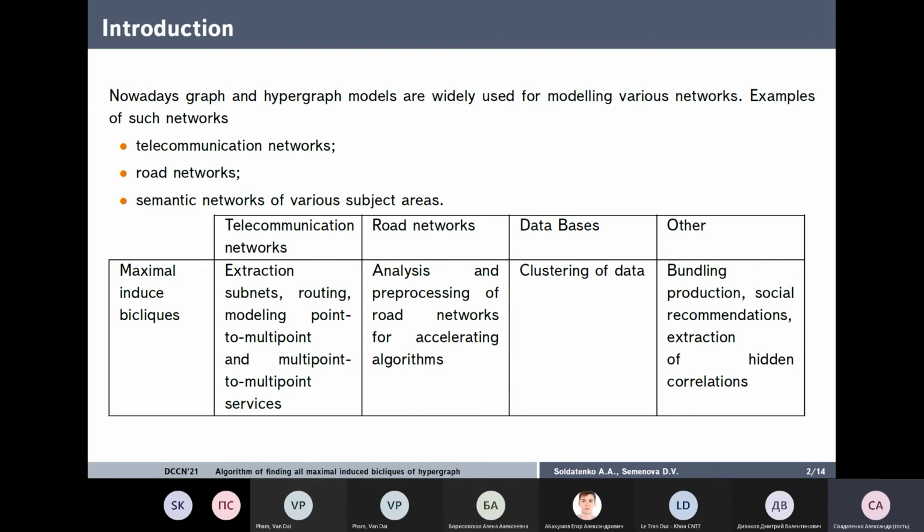Maximal induced biclicks are used in telecommunication networks for extraction, subnets, and routing purposes. Moreover, biclicks can be used for modeling point to multipoint and multipoint to multipoint connections and services with more than two entities. Besides telecommunication networks, they are needed in a road network, for pre-processing in database for clustering and biclustering.